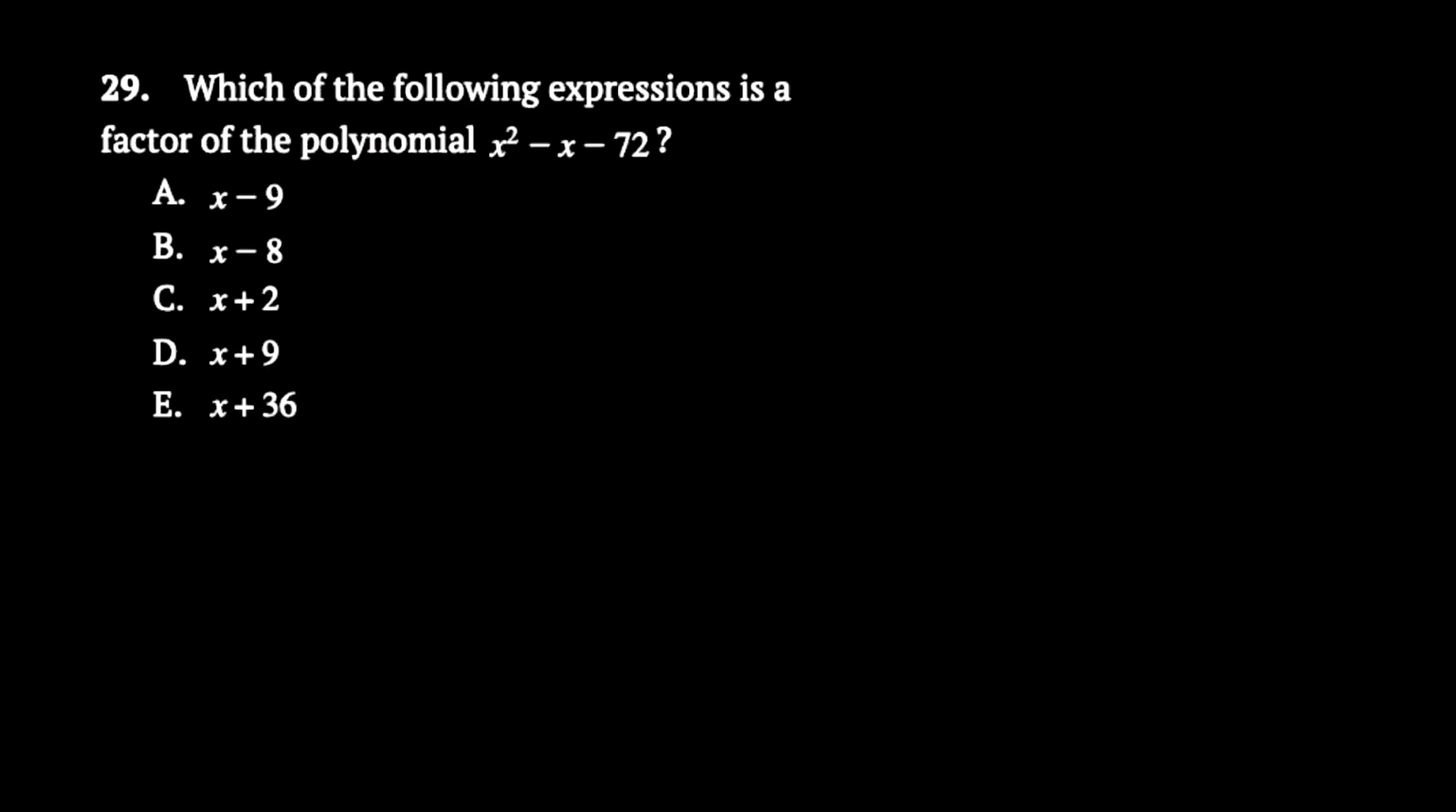Number 29 says, which of the following expressions is a factor of the polynomial x squared minus x minus 72? So again, we're going to factor this, and I'm going to speed the process up because you've seen the box method a few times. You're welcome to keep trying that. If you want to use guess and check on this, it's a pretty simple quadratic to factor.